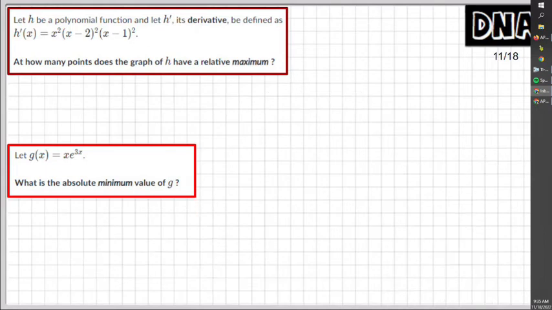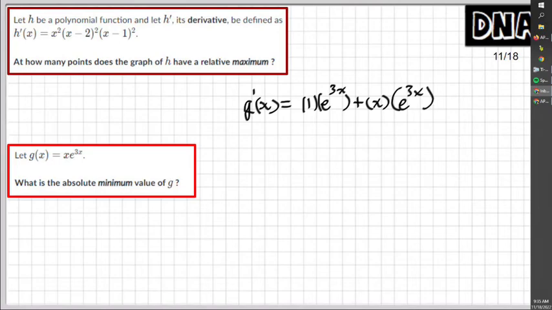Okay, so let's find g prime to find our critical value. Where does this function stop going down and start going up? So we have the derivative of x, which is 1, and we multiply it times e to the 3x, plus x times the derivative of e to the 3x. And so we have e to the 3x times the derivative of 3x because of the chain rule. I'm going to factor out an e to the 3x, and I have 1 plus 3x. So I took this out and I'm left with that.